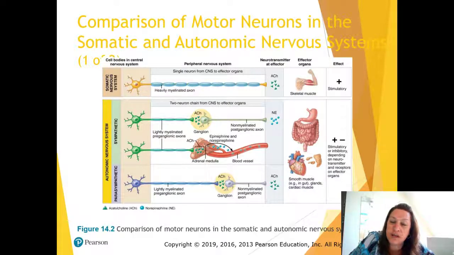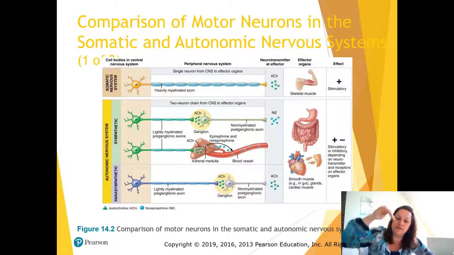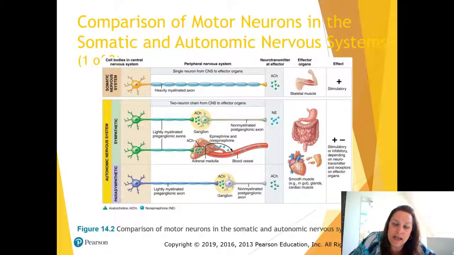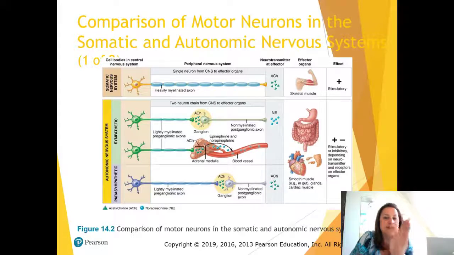depending on the neurotransmitter. So if it secretes norepinephrine, it goes up. If it secretes acetylcholine, it goes down. Parasympathetic, lightly myelinated axon, secreting acetylcholine, that's the same.